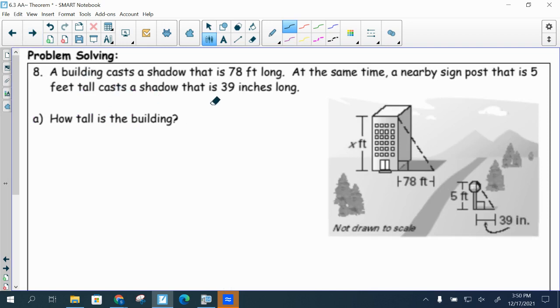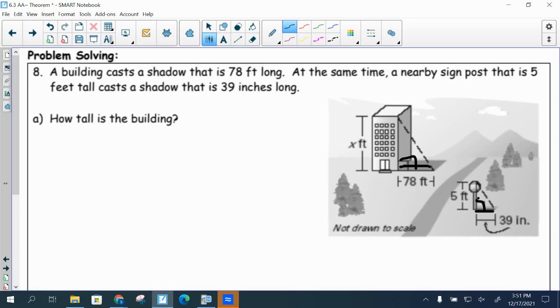So now we have some other problems here. Some word problems. It said a building casts a shadow that is 78 feet long. So here we've got 78 feet. And then at the same time, a nearby signpost that is 5 feet tall casts a shadow that's 39 inches long. How tall is the building?